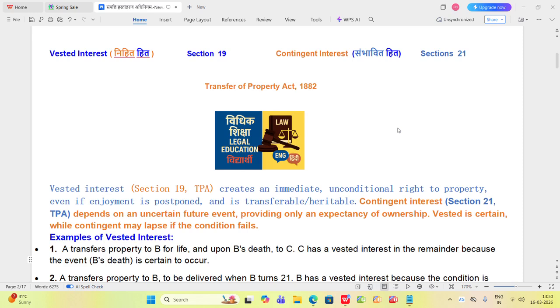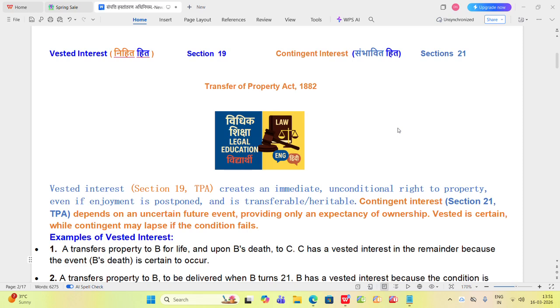Let us start with vested interest, which comes under section 19 of TPA. It has an immediate unconditional right to property even if enjoyment is postponed, and is transferable or heritable. It means the transfer of property under this section has full right of use. The person who gets the property makes the best use of the property. He gets all rights of that property transferred to him.